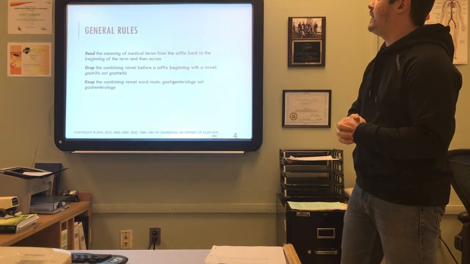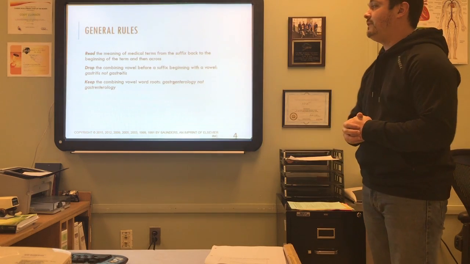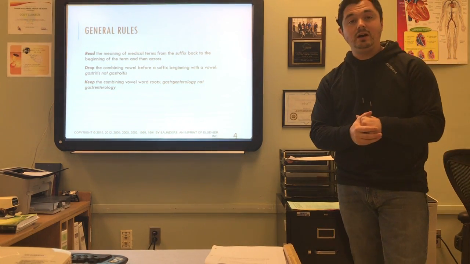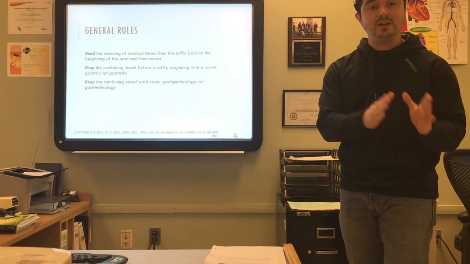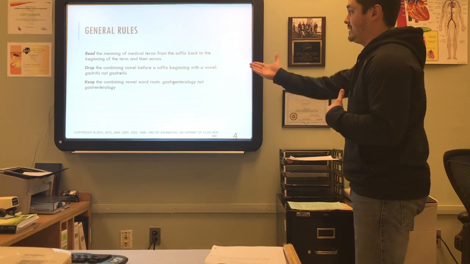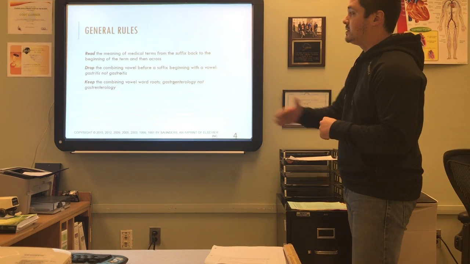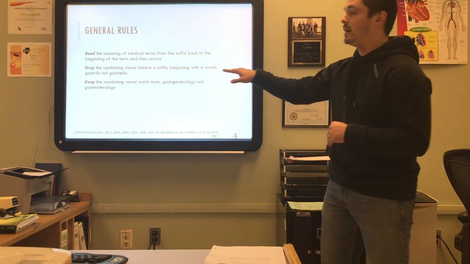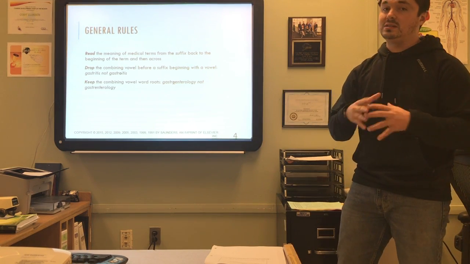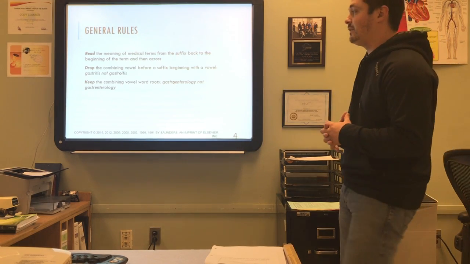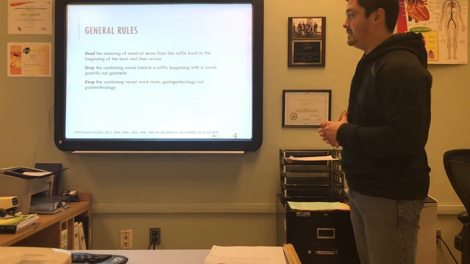Alright, drop the combining vowel before a suffix beginning with a vowel. Okay, so if your suffix starts with a vowel, for example, itis, as they give you here, you don't need to put that O for the combining vowel in front of it. So it should be gastritis, not gastroitis. Okay, that O is irrelevant. It is unneeded for pronunciation needs.